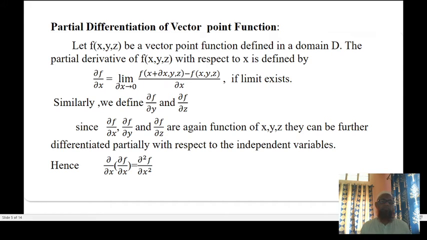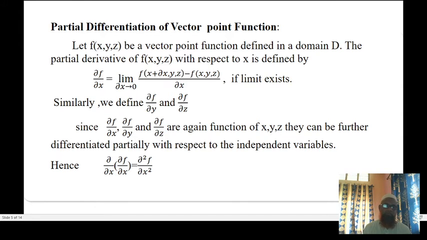So f is a function of x, y, z. x, y, z are variables, so differentiating partially with respect to x means only x changes. So x changes from x to x plus delta x, and y, z remain the same. So similarly, we define dou f by dou y and dou f by dou z.